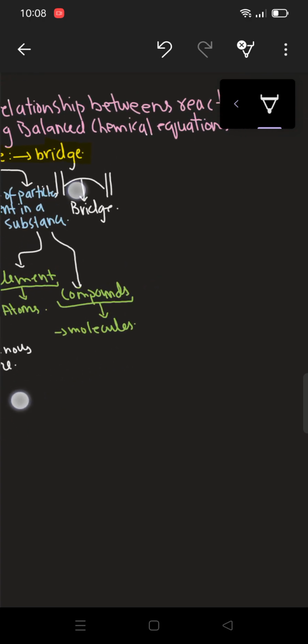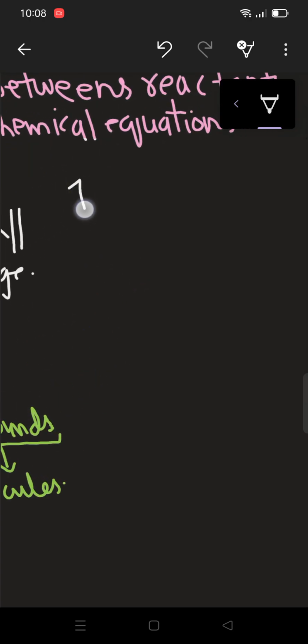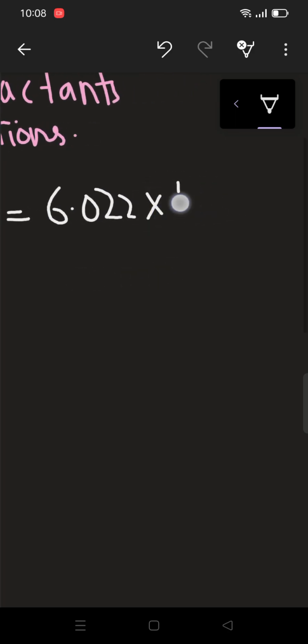Now, one mole has how many particles? Basically this is a constant value, this won't be changed, right? So 1 mole has 6.022 into 10 to the power 23 particles. This is very important in terms of MCQs, alright? So 1 mole has how many particles? It has 6.022 into 10 to the power 23 particles.